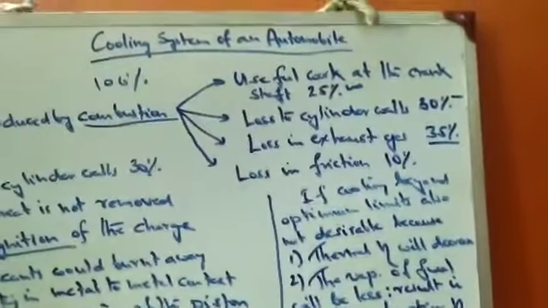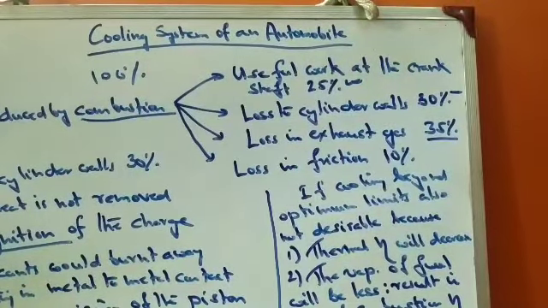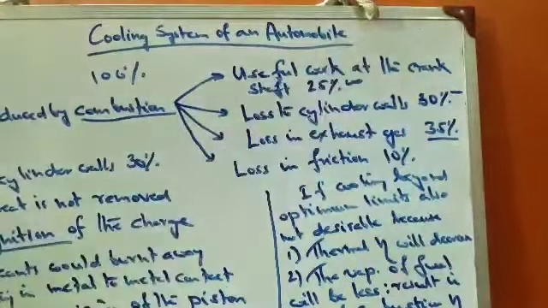So what happens if the temperature is low? The viscosity is high, and when the viscosity is high, the lubricant will not move to the required passages where metal to metal contact takes place. So if the temperature is not high, what happens? Viscosity will not decrease, and the mobility of the lubricant will not take place.